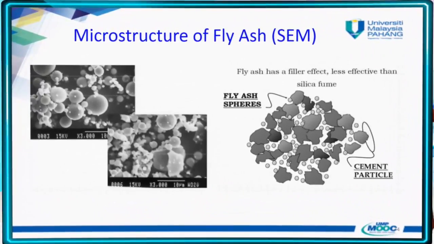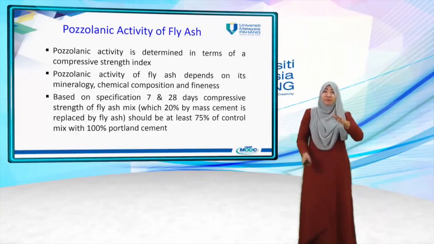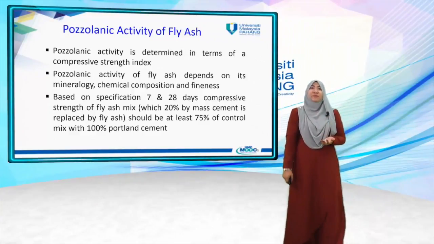Okay, the next is we can look at the microstructure through the scanning electron microscope. So we can see that fly ash has a filler effect, less effective than silica fume. So fly ash has a spherical shape and we can compare it with the cement particles. And then we need to test the pozzolanic activity.